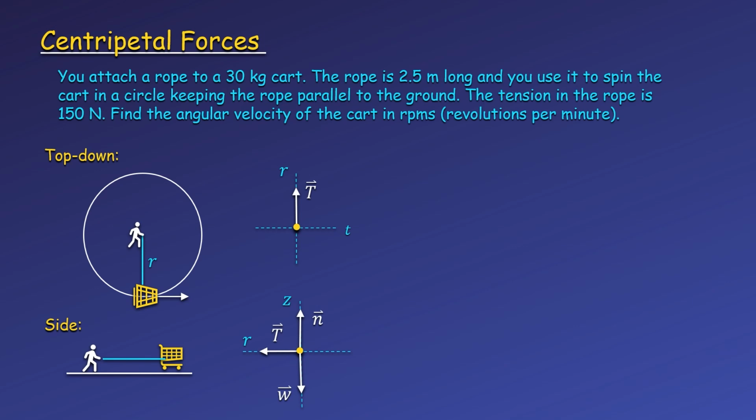The direction of the cart is moving tangent to the circle, so the tangential axis is perpendicular to the radial axis. On the free body diagram from the side, the normal force and weight will be on the vertical z-axis, and the tension can be drawn along the radial direction, parallel to the ground. Also, notice we have essentially drawn our picture and free body diagrams at a moment in time.